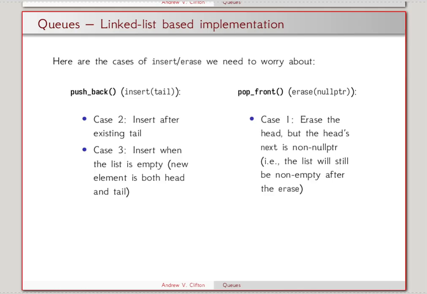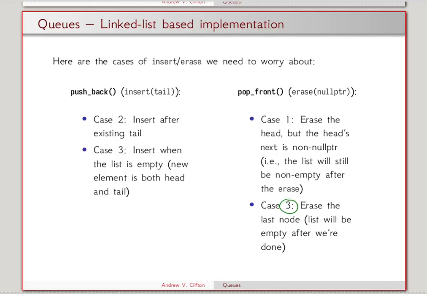And then for erase, we're erasing the head, right? So case number 1 is where we're erasing the head, but the list is not going to be empty after we're done. So the list will still have something in it. We have at least 2 nodes. And then case 3 is where we're erasing the head, but the head is also the tail. The list is going to be empty after we're done.